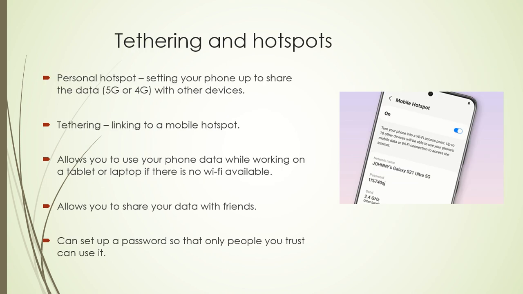The other type of network that you could use is tethering and hotspots. A personal hotspot is where you set up your phone to share your data, your 5G or 4G, with other devices. Tethering is when you link a device to a mobile hotspot, so you might tether your tablet to your mobile phone. The good thing is it allows you to use your phone data while you are working on a tablet or laptop if there's no Wi-Fi available.